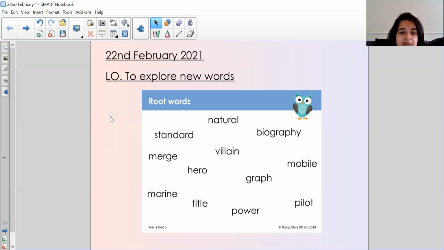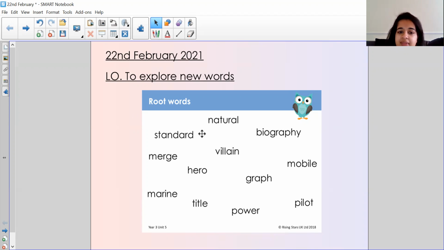Okay, so today we're going to explore new words again in our vocabulary lesson. Most of these you have already seen before, but we are going to go over them again just so that you are familiar with the definitions. All right, so these are going to be your root words. Now, if you remember from last term, root words are the words which contain the core meaning of the word. And from these root words, you can create lots of new words, each with a different meaning.